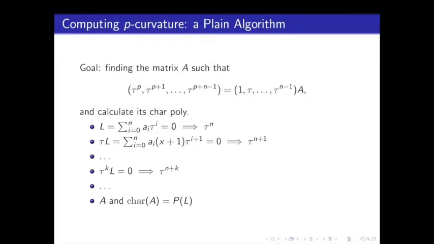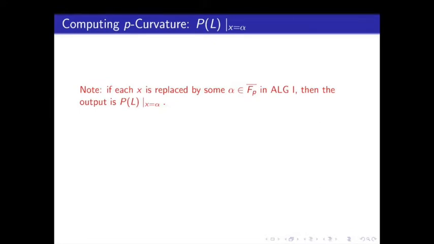Okay, so let's look at something tricky here. We notice that in the previous algorithm, if we don't work with x, but instead plug in x equals alpha, where algorithm one here refers to the plain algorithm I just talked about, so if we replace x by some alpha, where alpha is an algebraic number over F_p, then we end up with the p-curvature evaluated at x equals alpha.